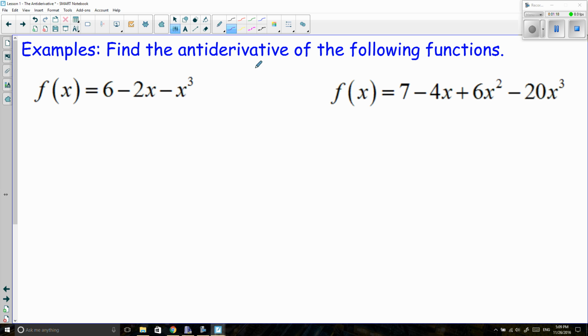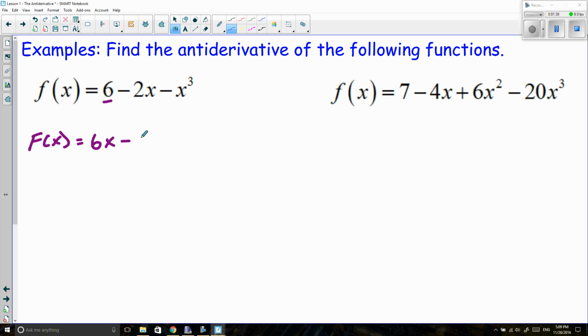So let's try some questions in here. So when I take the antiderivative of small f of x, I get capital F of x. So when I take the antiderivative of 6, well, I get 6 times x. Now how I got that is go in reverse. If I take the derivative of 6x, I get 6. So the antiderivative is 6x.